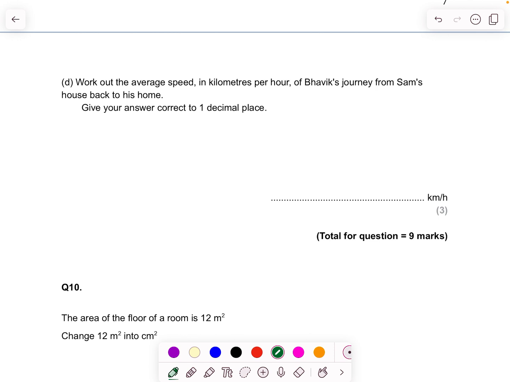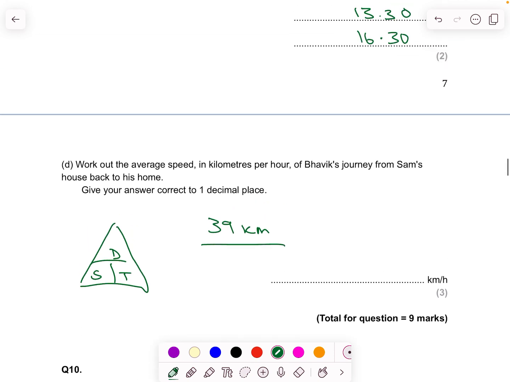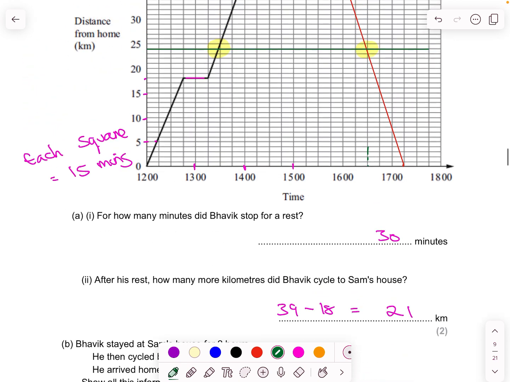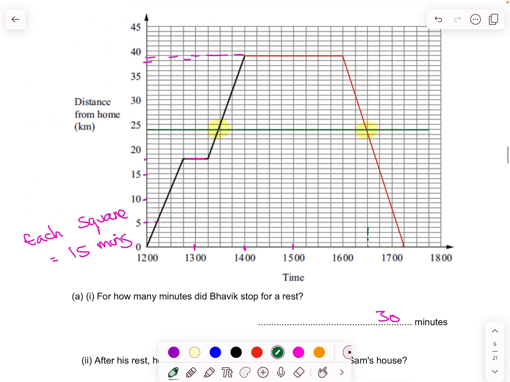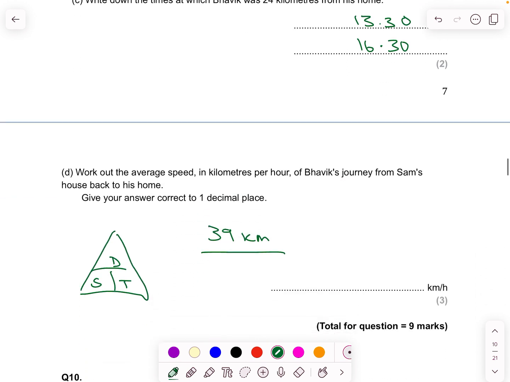Finally, work out the average speed in kilometres per hour of Bavik's journey from Sam's house back to his home. Okay. So we know all in all it was 39 kilometres. Remember, speed equals distance divided by time. The distance was 39 kilometres, and the time it took was from 4 o'clock till 5:15. So that was an hour and 15.